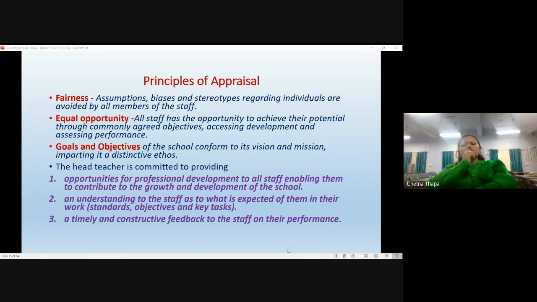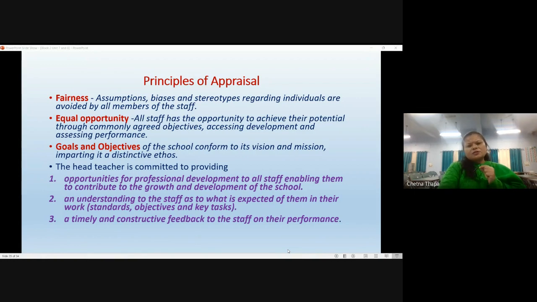The head teacher should provide timely and constructive feedback to the staff on their performances, and that should be done on a regular basis, because feedback mechanisms provide efficiency to the staff members. The staff members know where they are lacking, and they must be guided towards the effectiveness of their performances. So that should be done on a timely basis. Constructive feedback should be provided to the staff members.